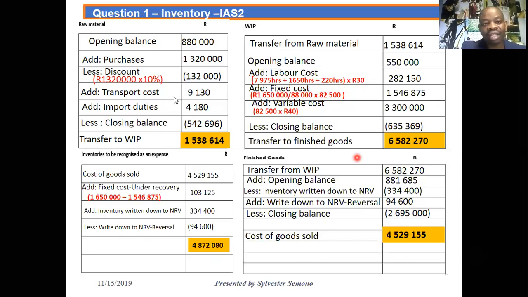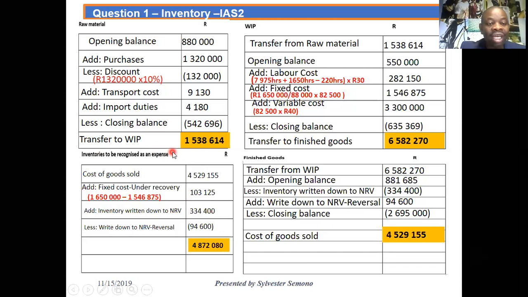So this is a very simple thing. As long as you are careful for you to be able to know which figures will affect each account. Again, the process: the raw material, and you go to the work in progress, and thereafter you go to the finished goods, and after the finished goods is then that you calculate the inventory to be recognized as an expense. This will affect the profit and loss. Remember, we said as an expense.